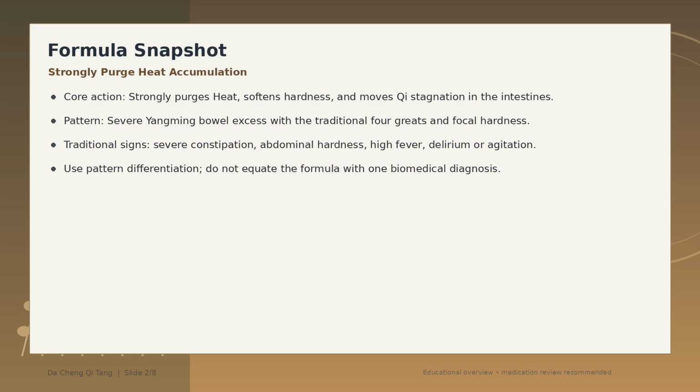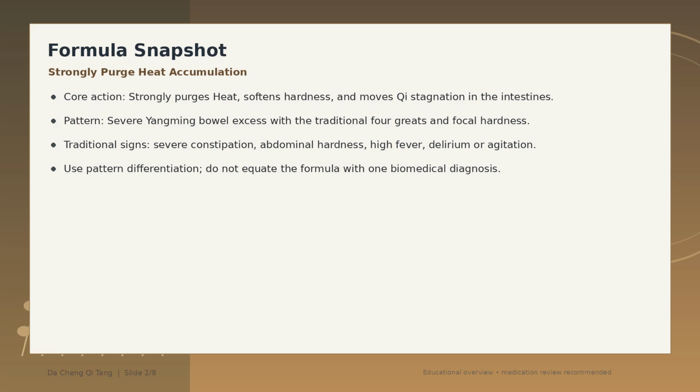The traditional target pattern is severe yangming bowel excess with the traditional four signs and focal hardness. Typical clues include severe constipation, abdominal hardness, high fever, delirium or agitation, a dry yellow-black coat, and a deep forceful pulse. These findings are not all required, and the same biomedical diagnosis can present with different Chinese medicine patterns.